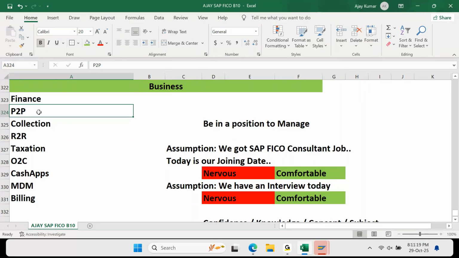Yes, sir. So considering these points, we will be thinking on SAP FICO with the same mindset. Assuming you are a consultant tomorrow, you are attending an interview tomorrow, you are joining a company tomorrow. Whatever you need to hold, you'll have to hold it. Got my point, right?